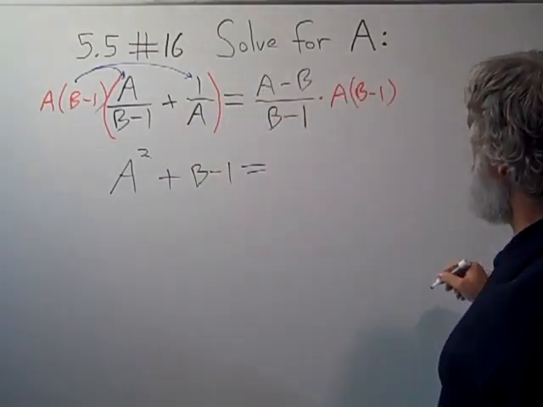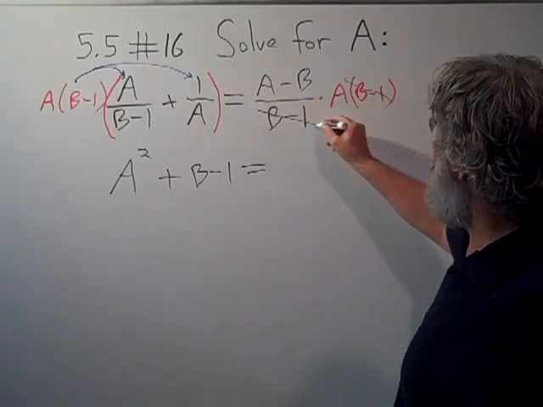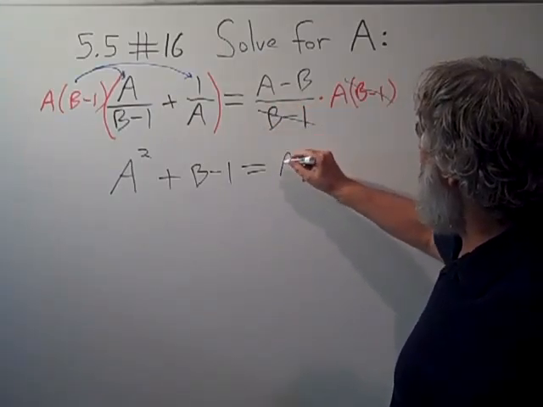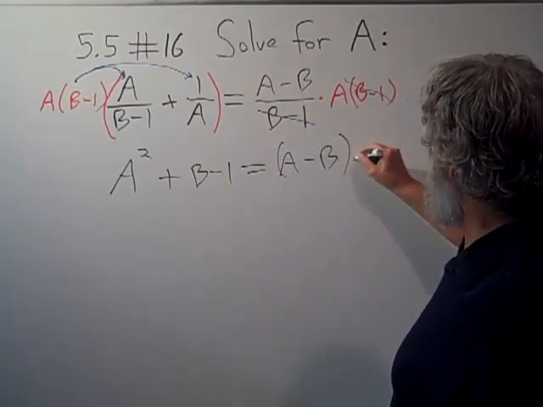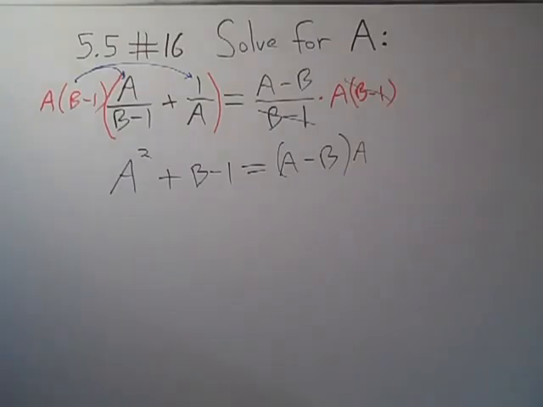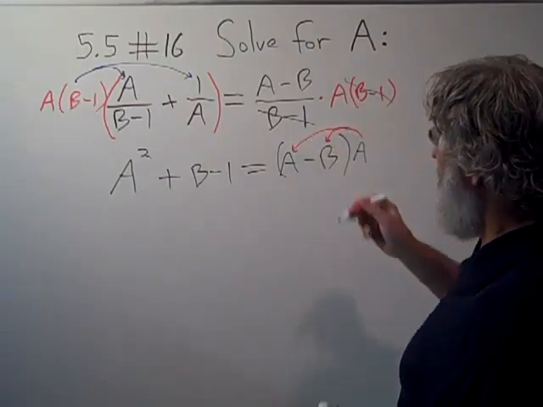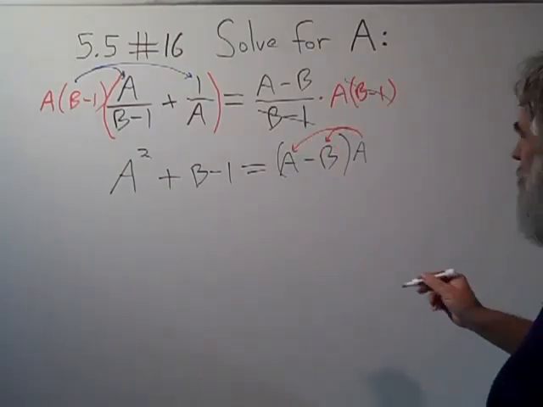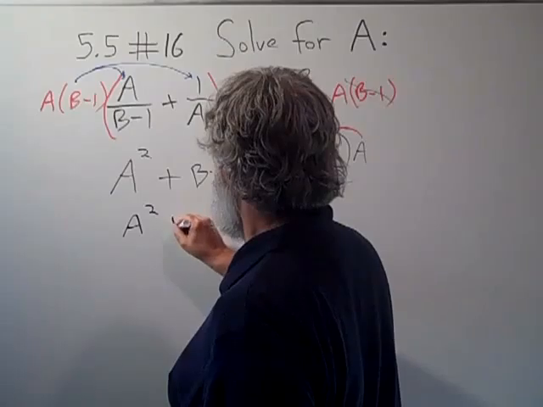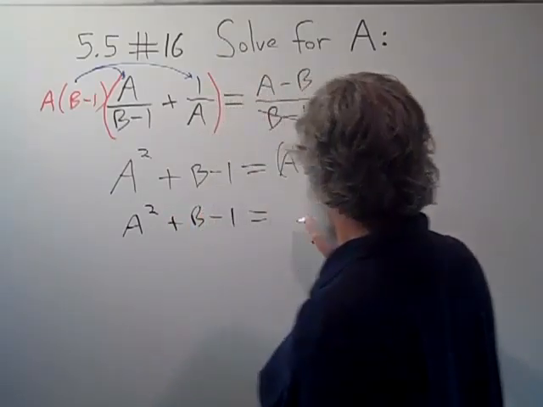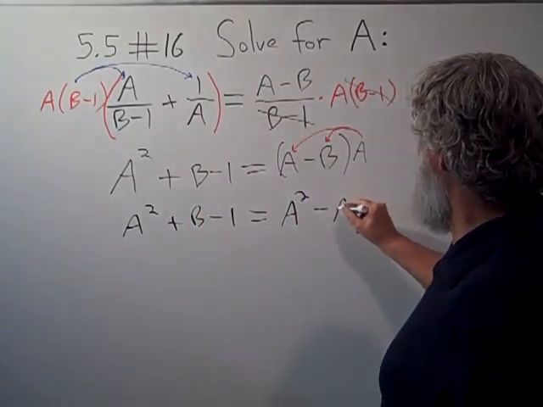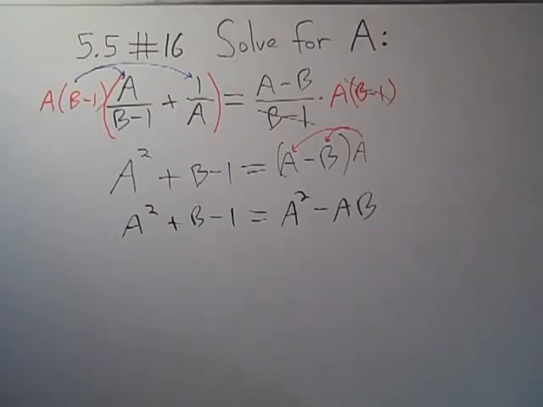On the right side, the b minus 1 cancels, so we're left with a minus b times a, which we need to distribute this a through the parentheses. And so we end up with a squared plus b minus 1 is equal to a squared minus a b.